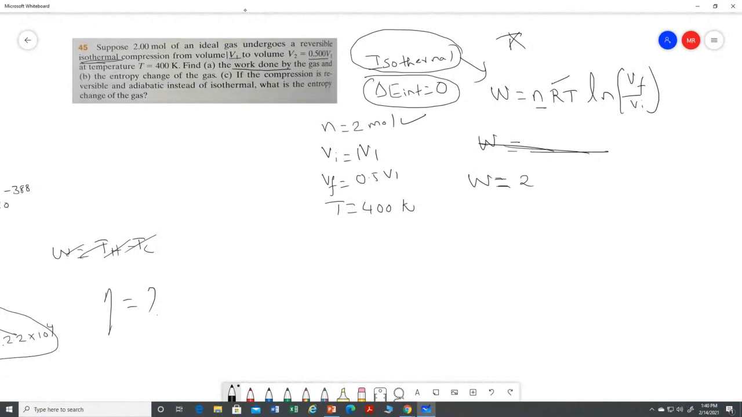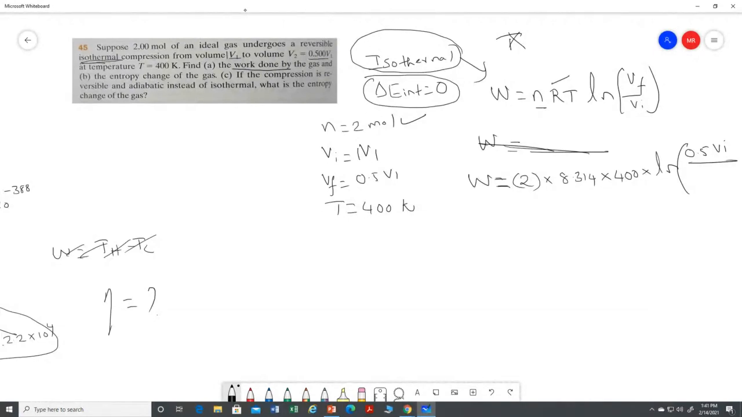Okay, no problem. I can try. So 2, number of moles. What is your R value? 8.314. What is your temperature? 400. What is your natural log? What is your V final? 0.5 times of V1. Am I right? Yes.